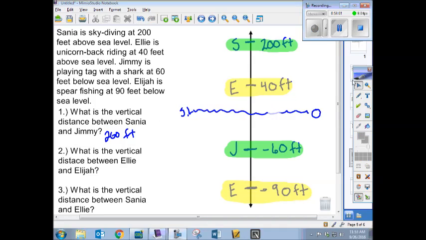Now, here's another question for you. We are going to figure out what the distance between Sanaya and Ellie is. So we're going to figure out that vertical distance there. Aditi, can I tell the answer? Yes, please. 160 feet. Now, how did you know that? How did you find that it was 160? Why are you drawing it?